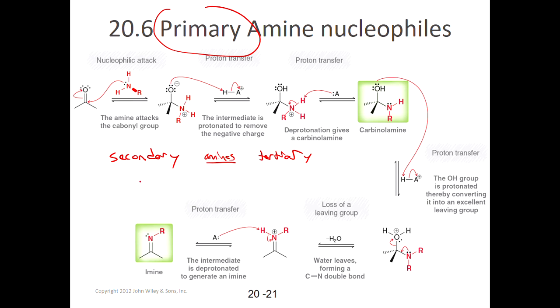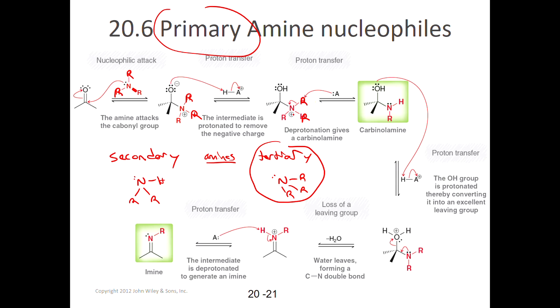Well, a secondary amine has two R groups and one hydrogen bonded to the nitrogen. A tertiary amine has three R groups. So let's talk about that first. If you try this reaction with a tertiary amine and all of these are R groups, then when it attacks, whether the oxygen is protonated or not, all these are R groups, this step can't occur.